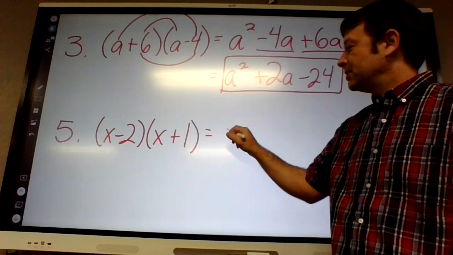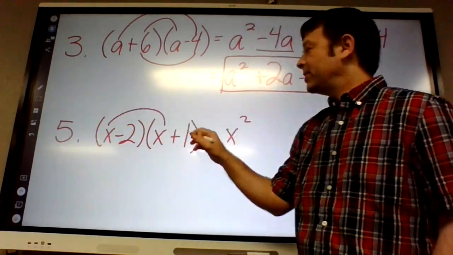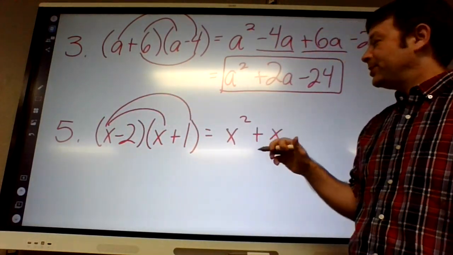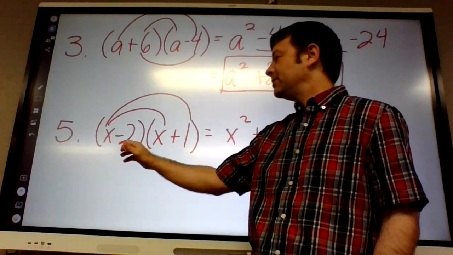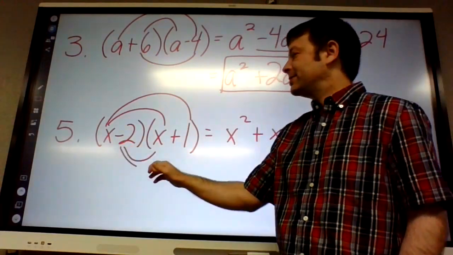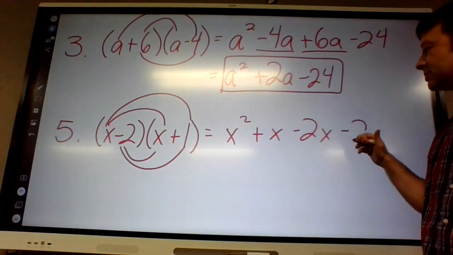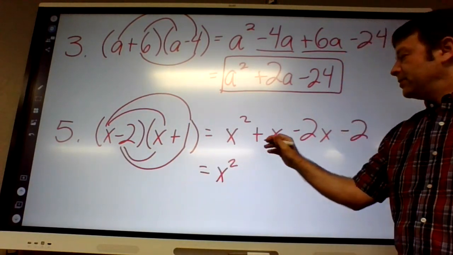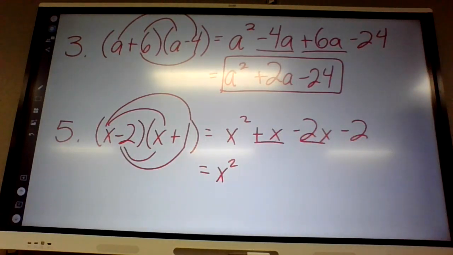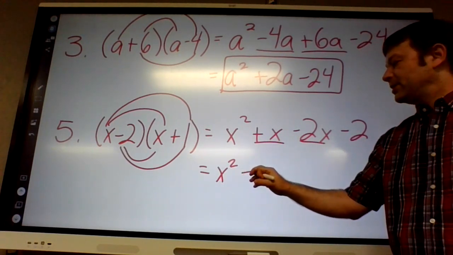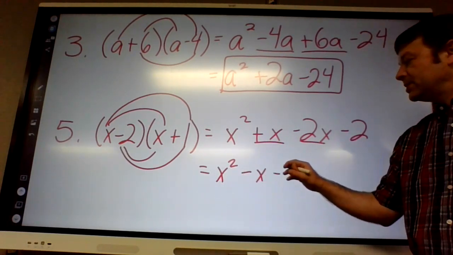Alright, Paxton, what's first? x squared. X squared, what's outside? 1x. Okay, I'm just gonna put x, and then what's inside? Negative 2x. And then what's last? Negative 2. Okay, and then the two middle terms become plus x minus 2x. Okay, instead of negative 1x, I'm gonna write minus x.